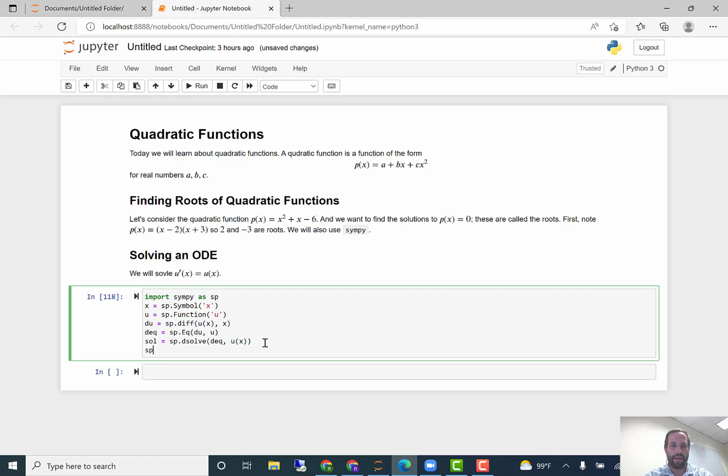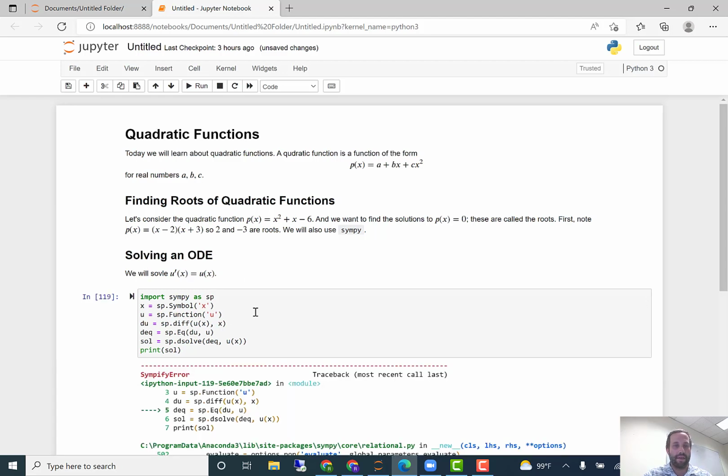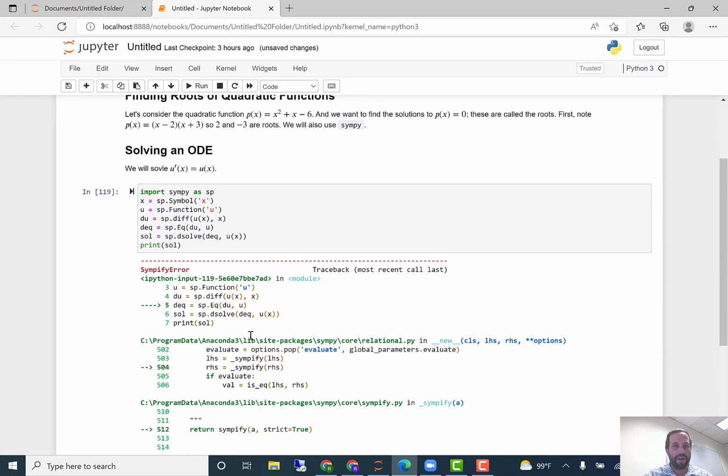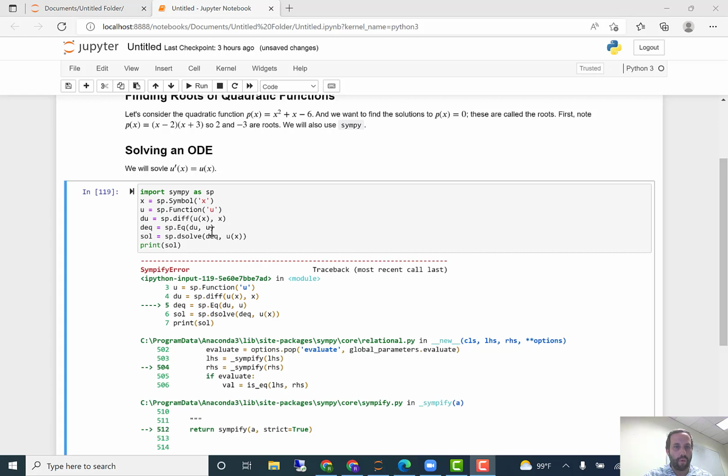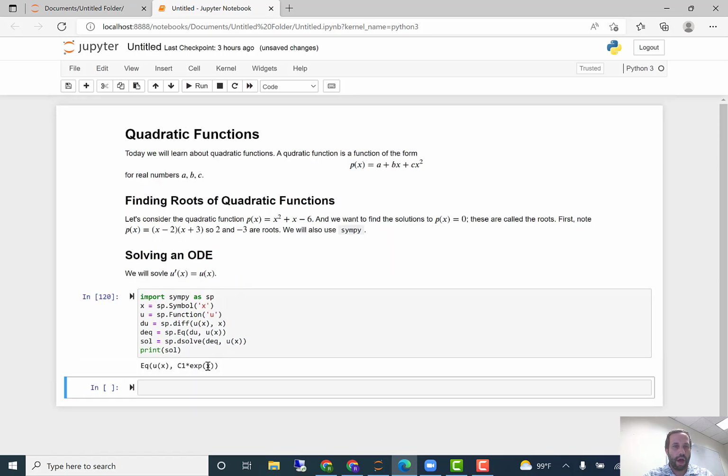And then we will print the solution. And I'm about to tell you the solution, so if you want to think about it more, pause the video now. But the solution should be some arbitrary constant times e to the power of x. So let's run it and see what we get. Aha, well, that's great. What did I do wrong? Well, remember when I said you need to have the x here, you need to have the x there. And this is what it is.